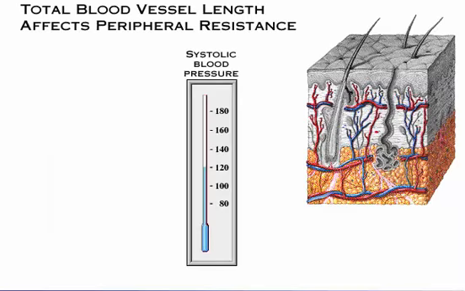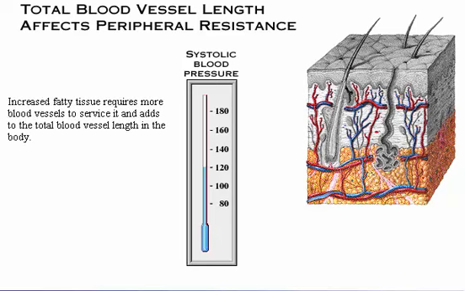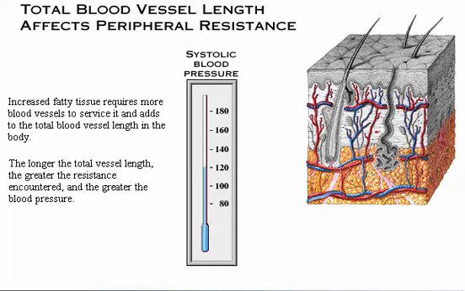In addition to vessel diameter and blood viscosity, total blood vessel length also affects peripheral resistance. Increased fatty tissue requires more blood vessels to service it, and therefore adds to the total blood vessel length in the body. The longer the total vessel length, the greater the resistance the blood encounters in the vessels, and the greater the blood pressure. Click on the skin to see the effect of vessel length on blood pressure.